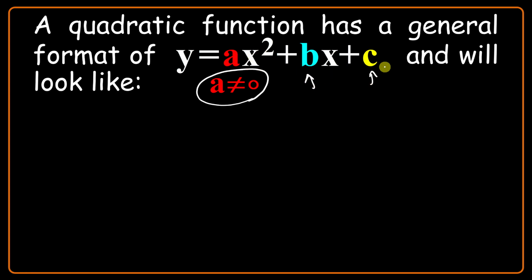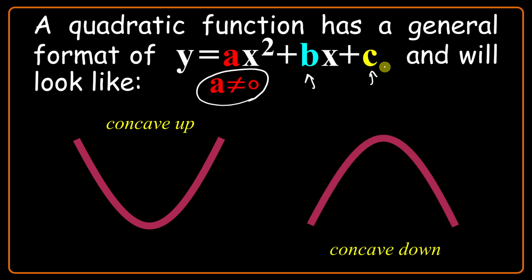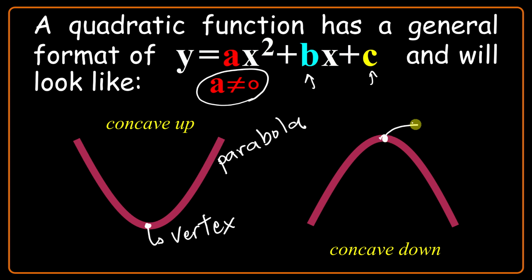It depends. The appearance of this function is sometimes like this, which is named concave up or opening up, or it could be like this, concave down or opening down. Also, this graph is named a parabola. And each parabola must have a vertex. Sort of a minimum, here is the vertex, and it could also be a maximum, this vertex.